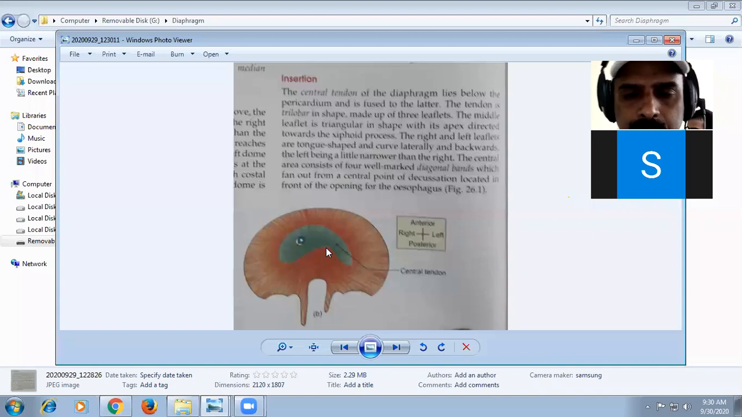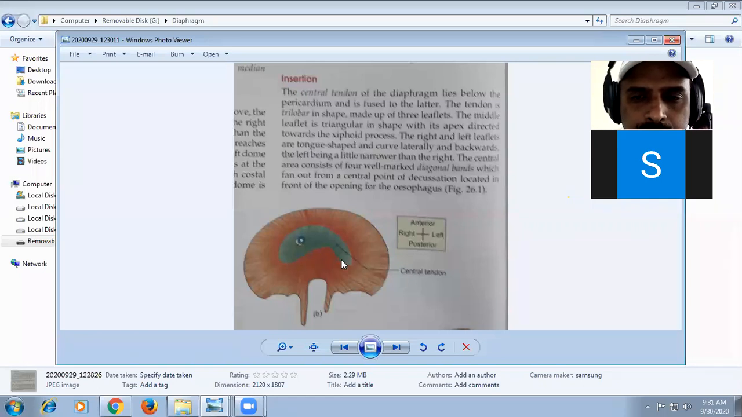That is this, they are all the fibers from the anterior, that is sternal, lateral from the ribs, costal, then posterior, that is from the vertebrae, lumbar vertebrae. These all three fibers of the origin point come to the central part of the diaphragm, making the central tendon. So I'm talking about the one which is anterior. Then we have right and left leaflets. So this is the point you have to remember.